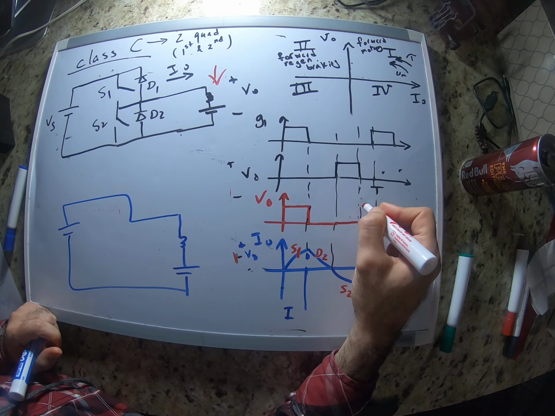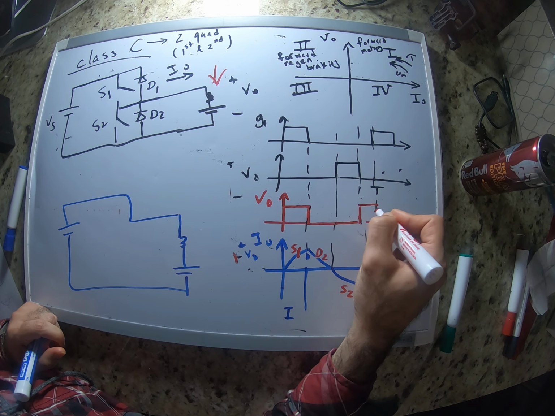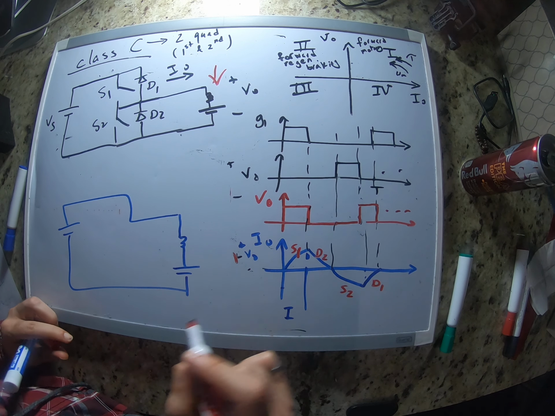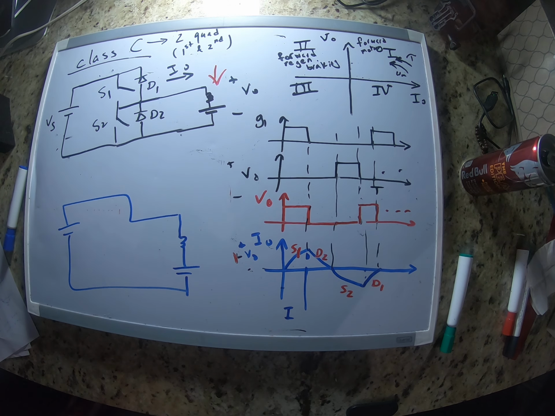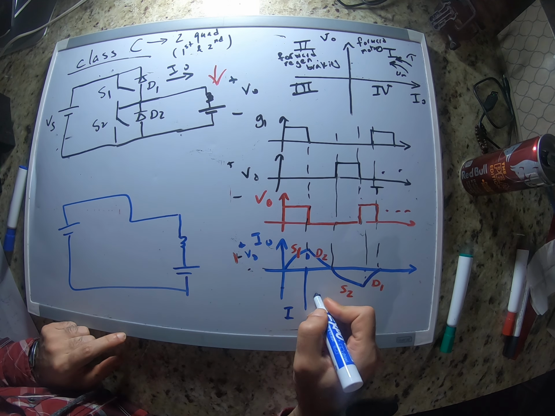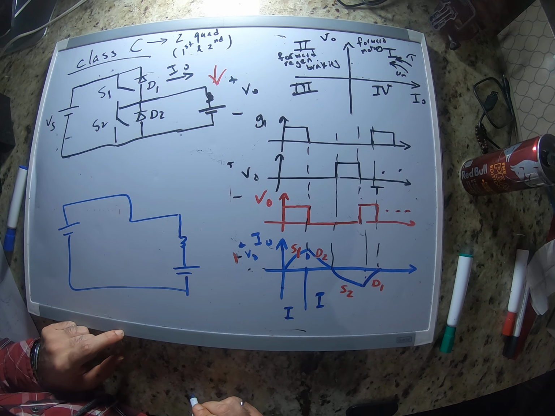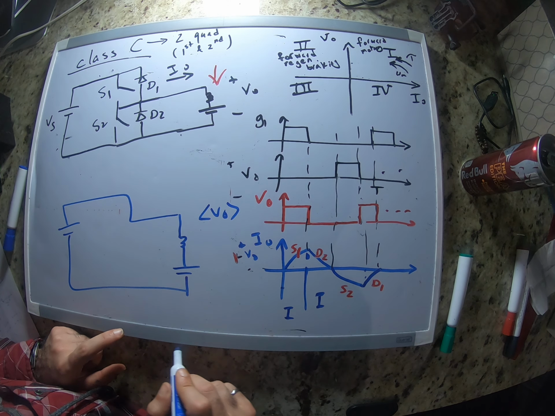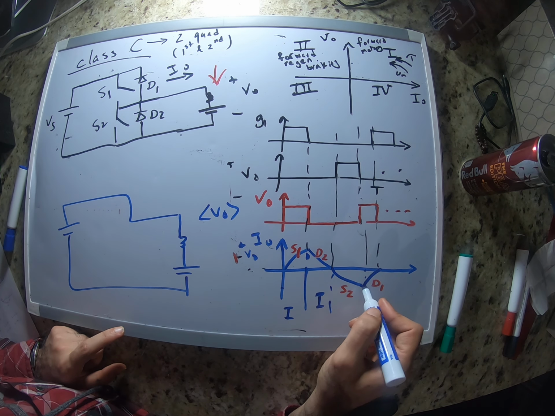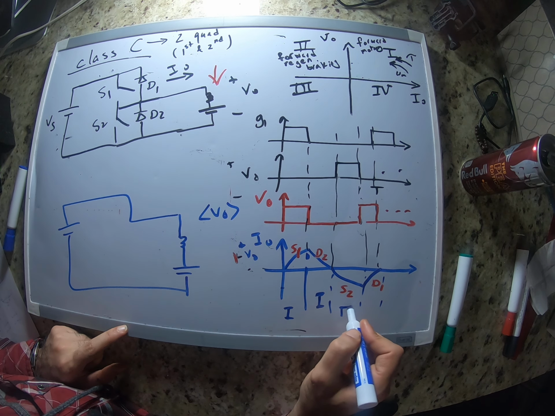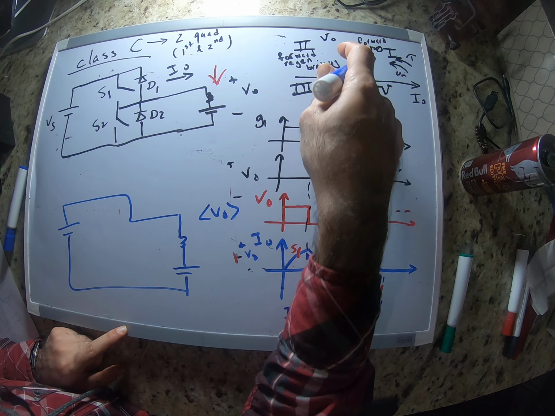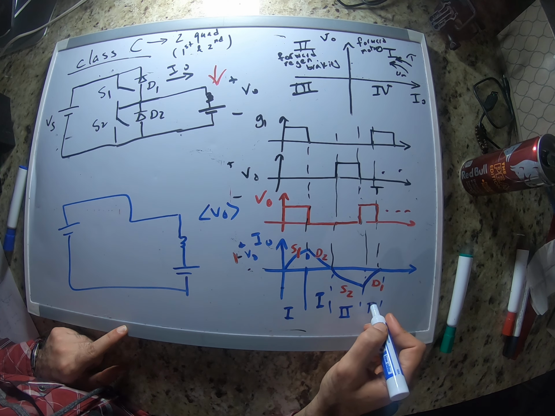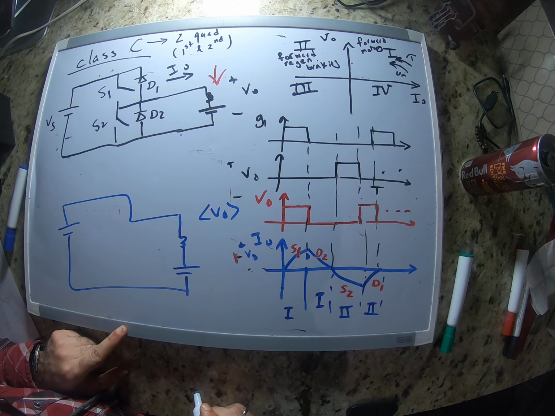is Vs. And this would keep going. Okay, so again here we are also in quadrant 1. See, the average voltage is always positive, right? But here the current becomes negative, so we are going to be in the second quadrant. Voltage is positive, but current is negative.